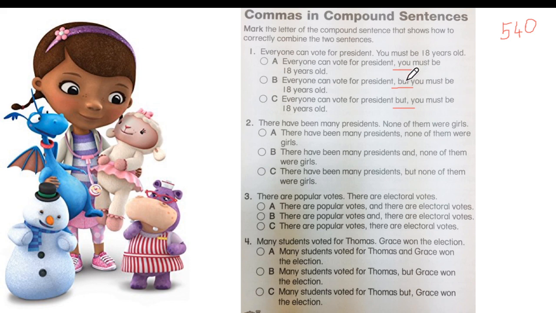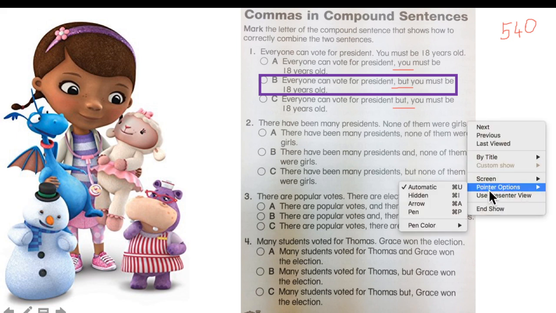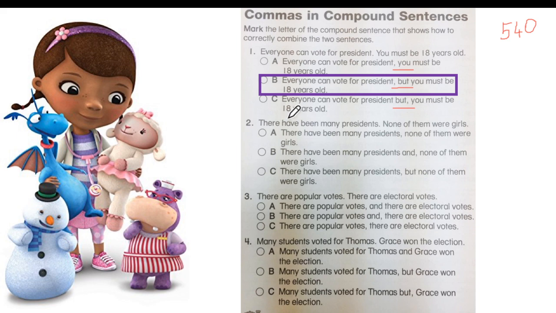Of course, this one. We never put the comma in front of the word you. Why? No need. Only in front of the word and, but, or. And we never put the comma after these words. So the answer is B. Let's go to question number 2. There have been many presidents. None of them were girls.